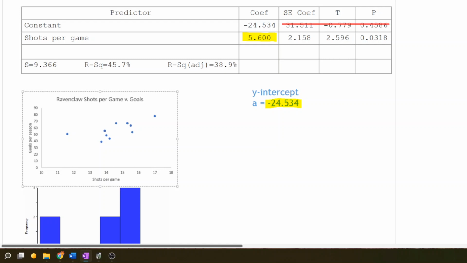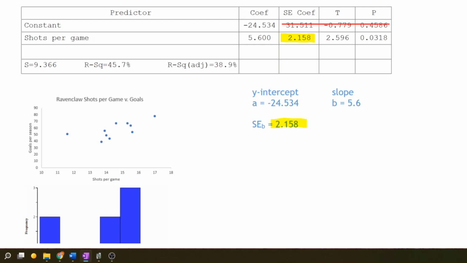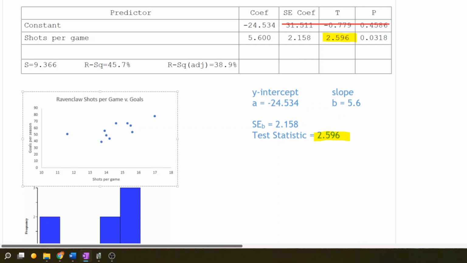On the second row, we have that 5.6 in the same row as shots per game. That number tells me that the slope of the regression line is 5.6. Next number in that same row is 2.158, and that is the standard error for B. So SEB equals 2.158. After that, we have T in the T column, 2.596. That is the test statistic.